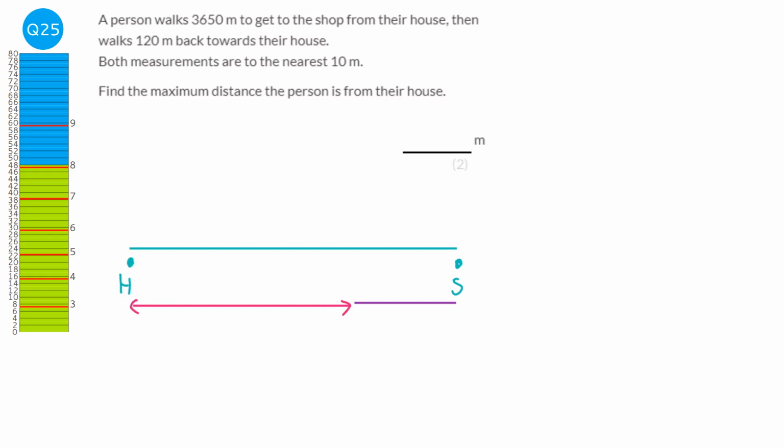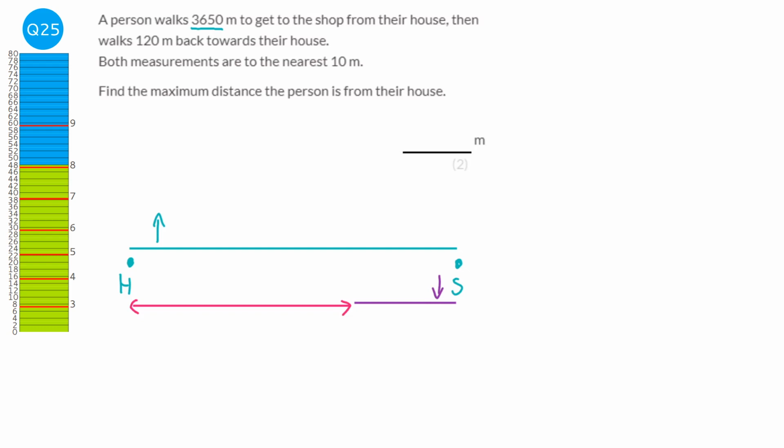So we can see that we want to maximize this distance here, so that the shop is a long way away. And we want to minimize this distance here because we don't want them to have made that much distance towards their house, because we want to maximize that distance. So we're going to find the maximum for the 3,750. So it's to the nearest 10.